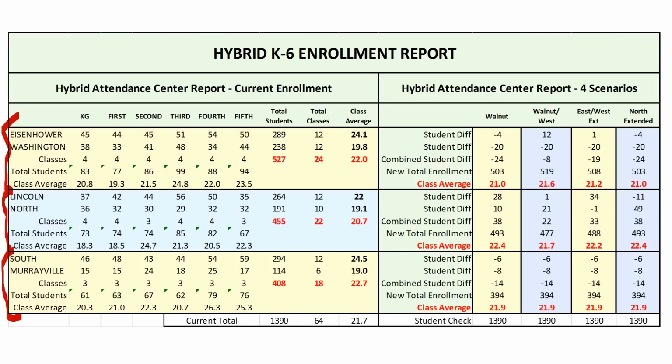I want to highlight the Walnut West scenario would end up with each of those schools having an average class size of 21.6 students, 21.7 students, and 21.9 students. Therefore, this hybrid attendance center model is very feasible given the limited impact scenarios we're looking at.